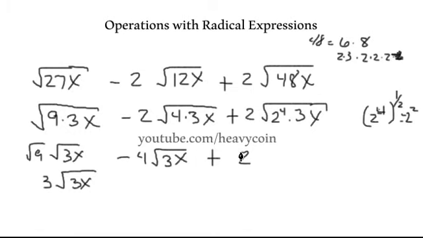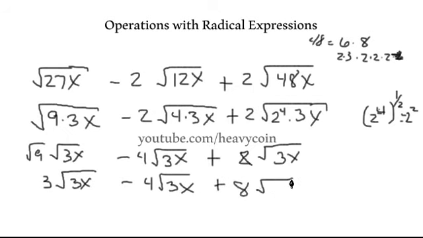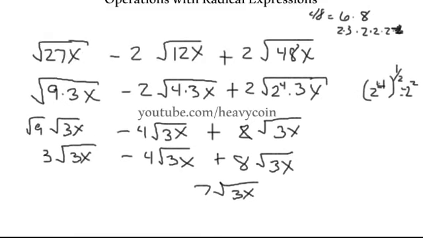We're just going to put 8 here, and then times the square root of 3x. And I'll just rewrite all this. Okay, we just add coefficients now. -1 plus 8 is 7. So all that reduced down to 7 times the square root of 3x. Good enough.